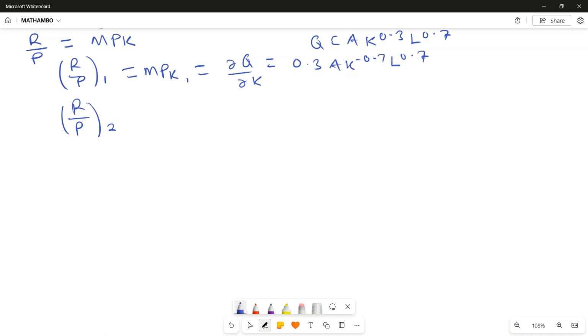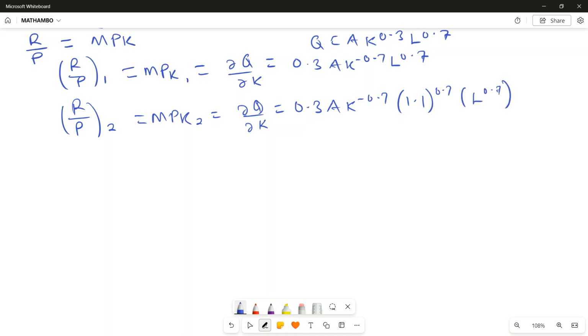The second one will be after the increase, so change in Q per change in K, of course, after the 10% increase in labor. So this will be 0.3 AK to the power negative 0.7. Labor has increased by 10%, so it will be 1.1 to the power 0.7. Then we'll multiply this again by labor to the power 0.7, like that.